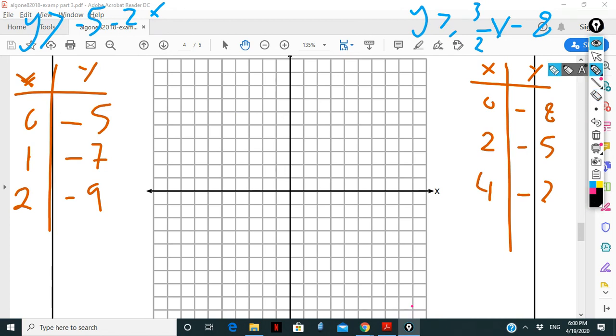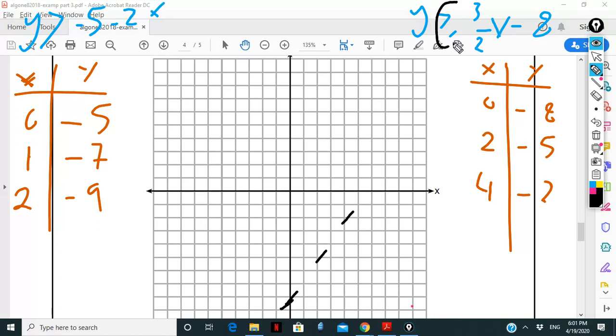Now, when x was 0, y was negative 8. 1, 2, 3, 4, 5, 6, 7, 8. When x was 2, it was negative 5. 1, 2, 3, 4, 5. When x was 4, it was negative 2. I get the point, so I can connect now the line.